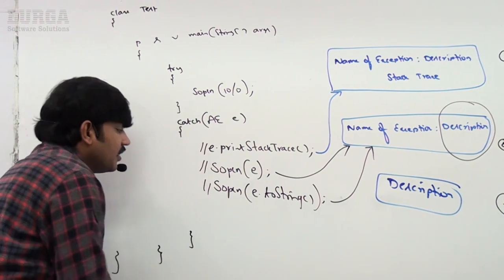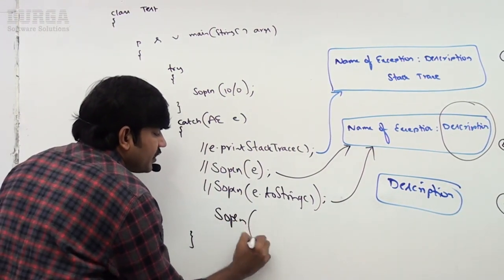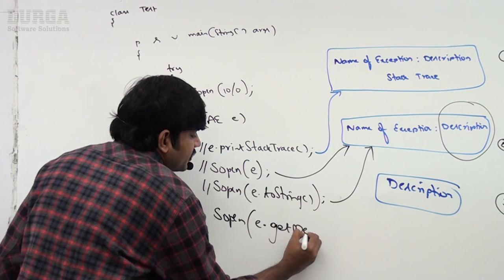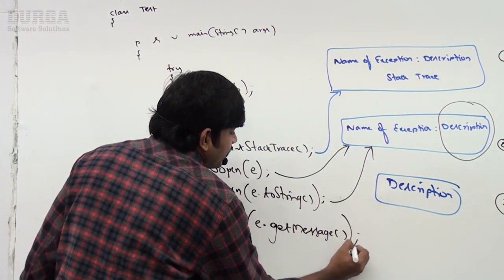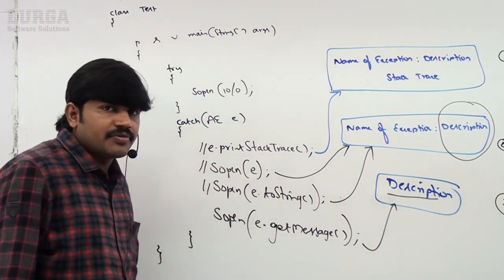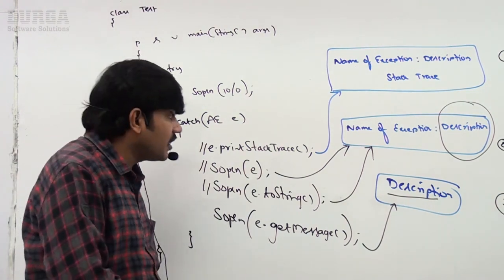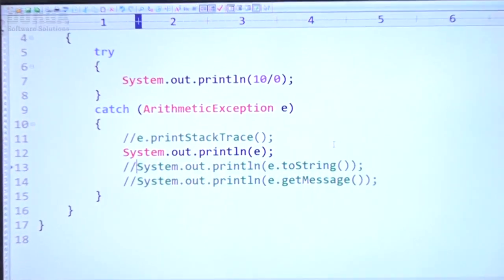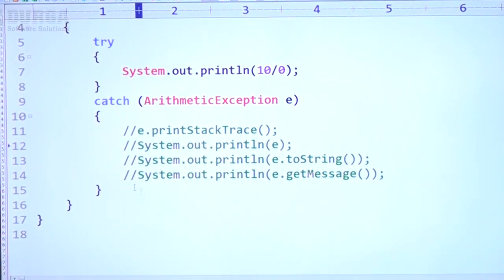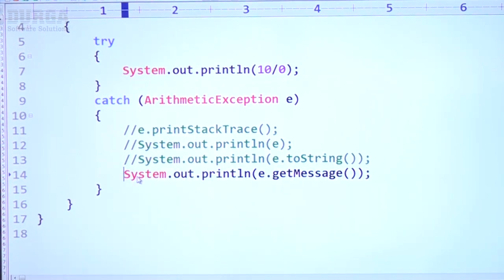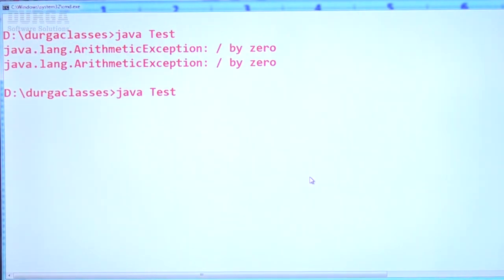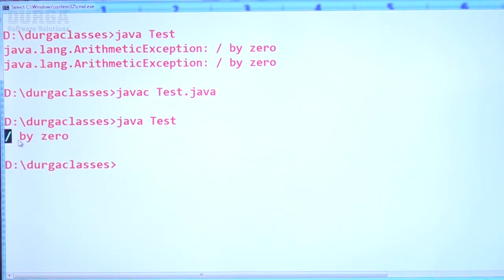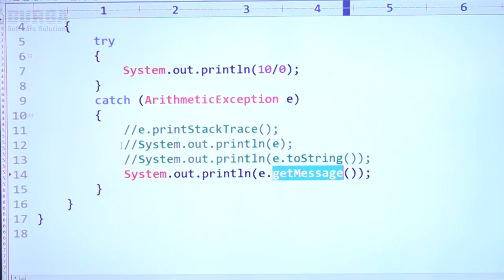Observe carefully, sir. Here System.out.println of getMessage, directly only the description we are going to get: division by zero. That's what you should be aware of. Let me check this functionality also. Sir, I don't want all the remaining things, only the last one. System.out.println of e.getMessage. Observe that. What answer are we going to get? Only division by zero. This is the description we are going to get.